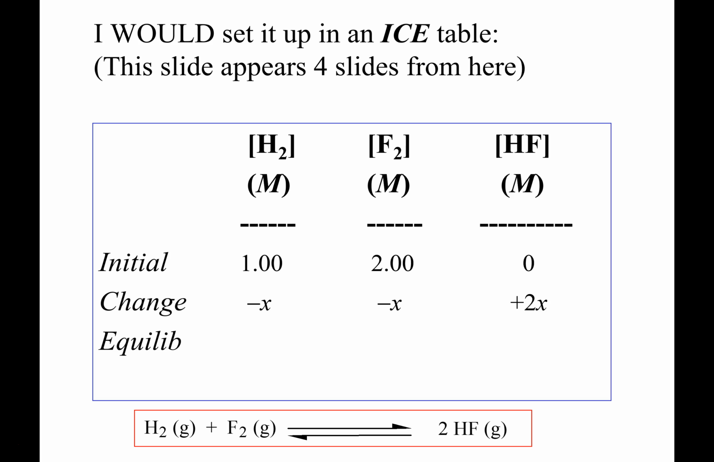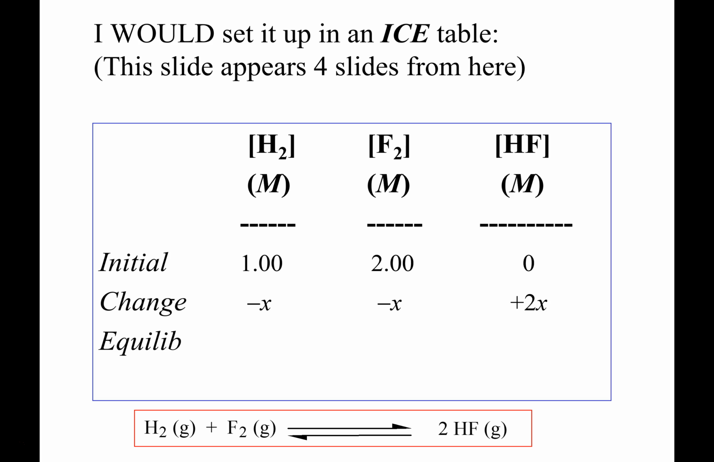I don't think I say it on any of my slides, but what works well is if you find something that has a coefficient of 1 and make that x, that makes life easier. And so if that's a change of 1x, that's going to be a change of 2x. A coefficient of 3 would be 3x, etc. So our change, we say it has to go to the product side. So we're going to have a negative 1x for H2, a negative 1x for F2, and a plus 2x for HF, just from the stoichiometry.